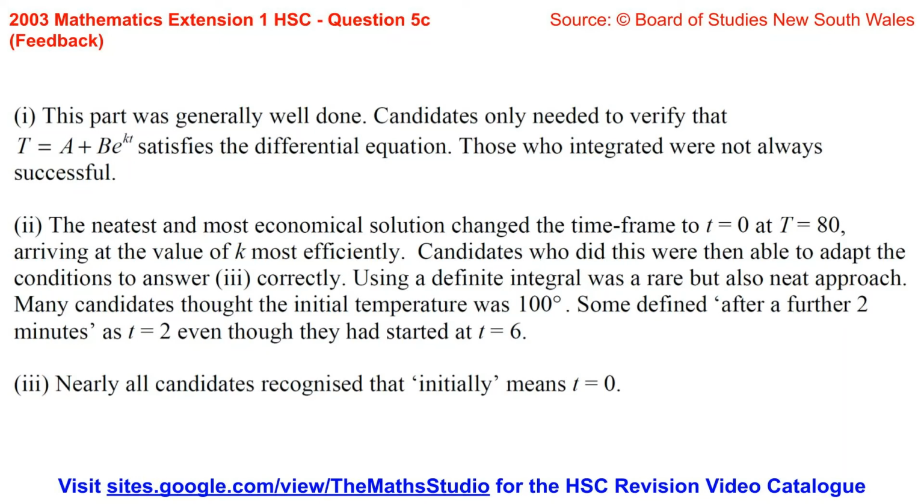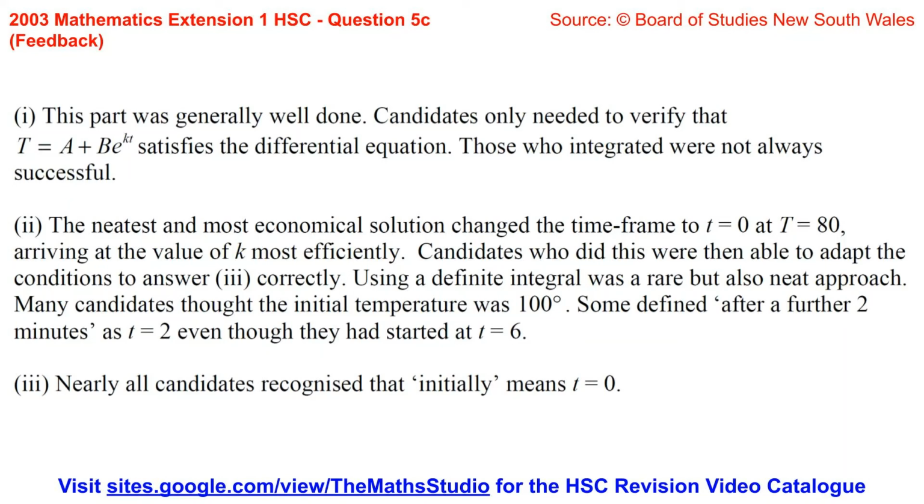The following is the feedback from the Marking Centre for question 5c. For part 1, this part was generally well done. Candidates only needed to verify that T equals A plus B times e to the kt satisfies the differential equation. Those who integrated were not always successful.